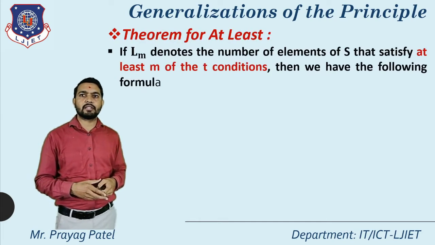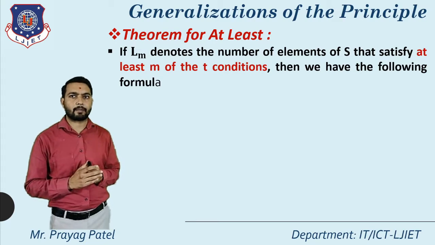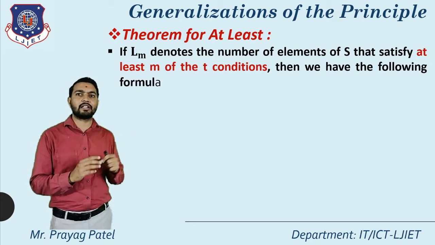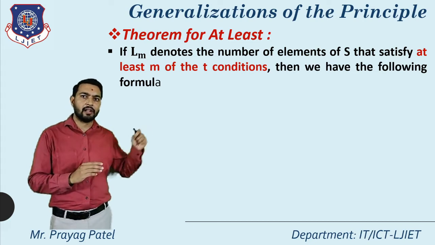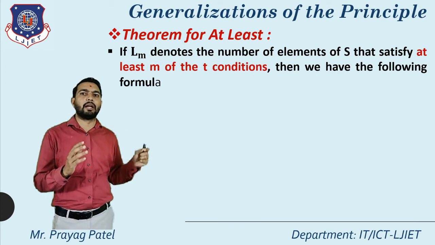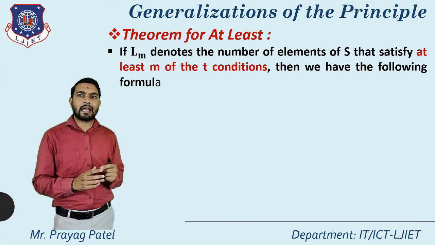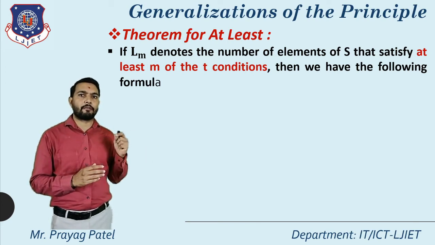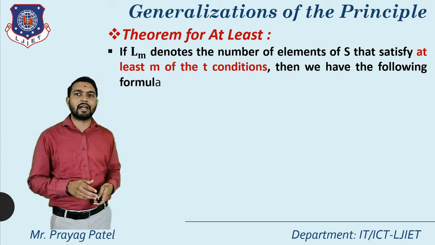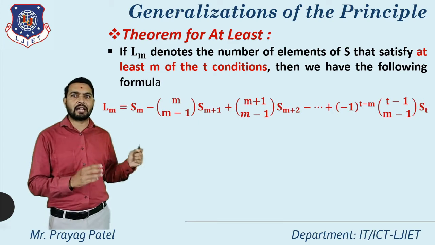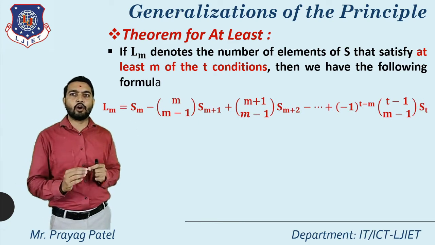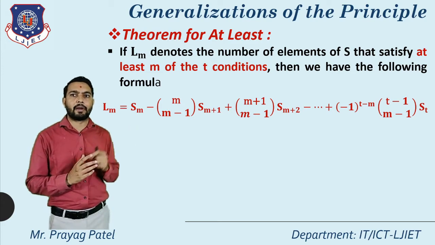Now another theorem is the theorem for at least. So at least m conditions will be satisfied. In the previous case we considered exactly m conditions being satisfied. Here we write at least m conditions being satisfied from the available t conditions. So if L(m) denotes the number of elements of S that satisfy at least m of the t conditions, then we write the common formula for at least m conditions as L(m). In exactly we write E(m), in at least we write L(m).